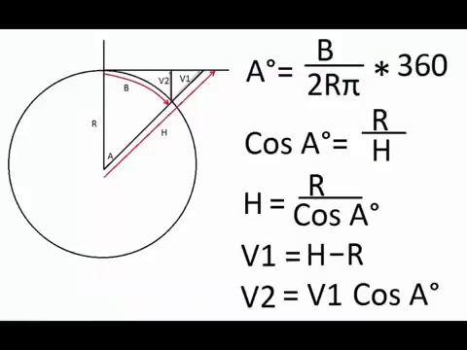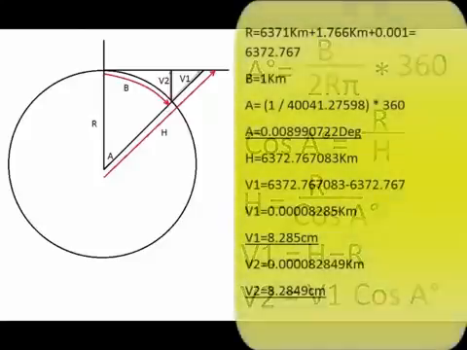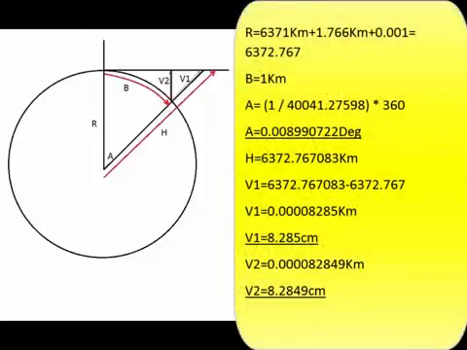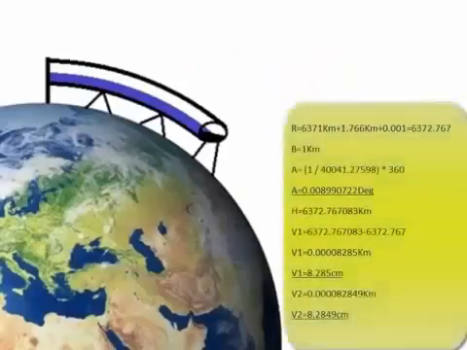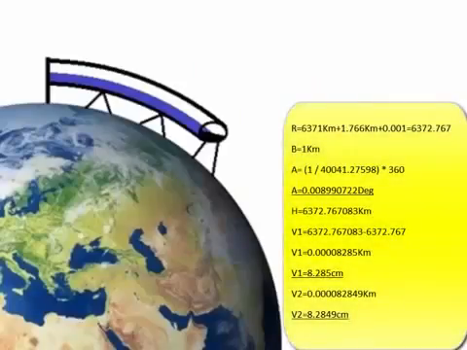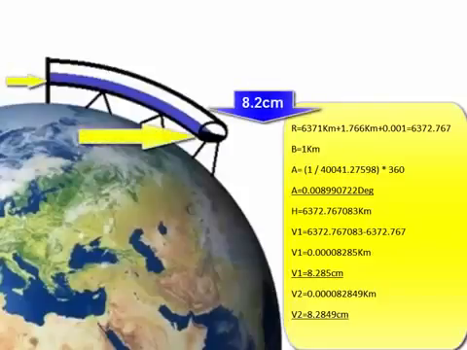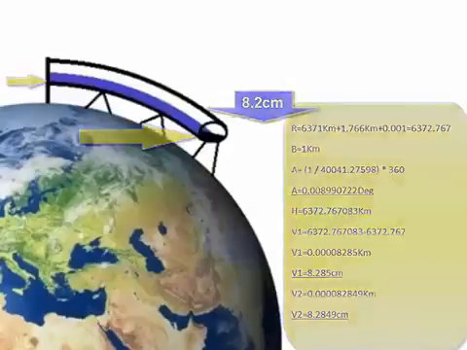So now let's apply that to our formula. We will add the height above sea level to the radius of the earth and also an additional meter for the height of the pipe above the earth. And as you can see over there, our V2 is 8.2849 centimeters. So in our pipe, a meter above the earth with an additional factor of 1.766 kilometers because of the height above sea level, we still end up with an 8.2 centimeter fall.